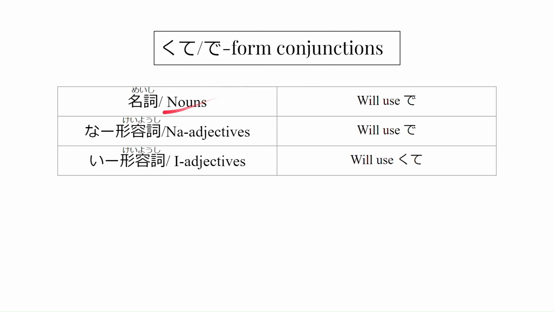They will be used for 名詞、 or nouns, and we will use the letter de when we are using them for nouns. And for な形容詞、 or na adjectives, we will be using de. For い形容詞、 or i adjectives, we will be using kute.